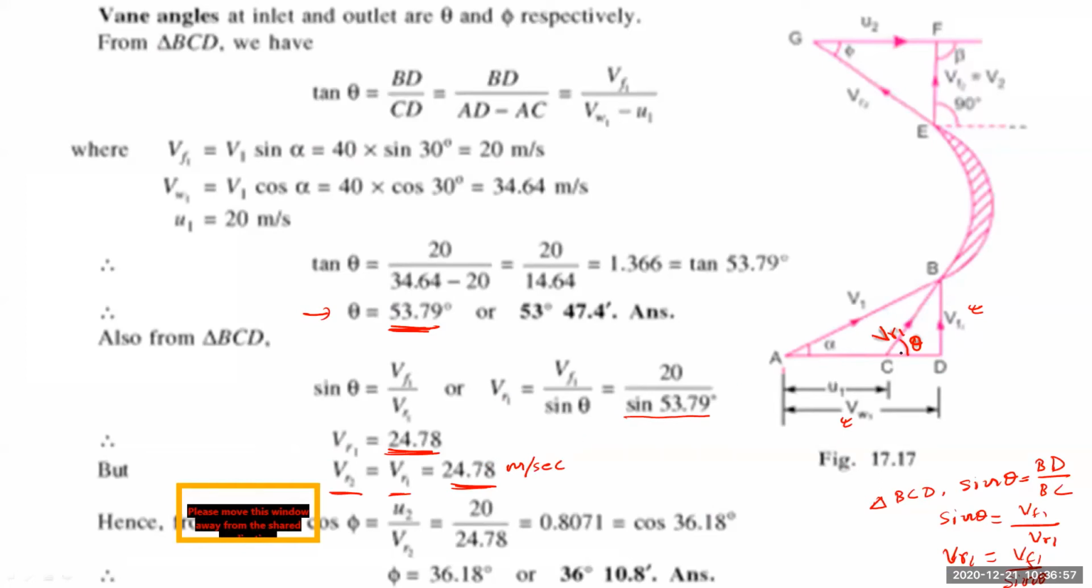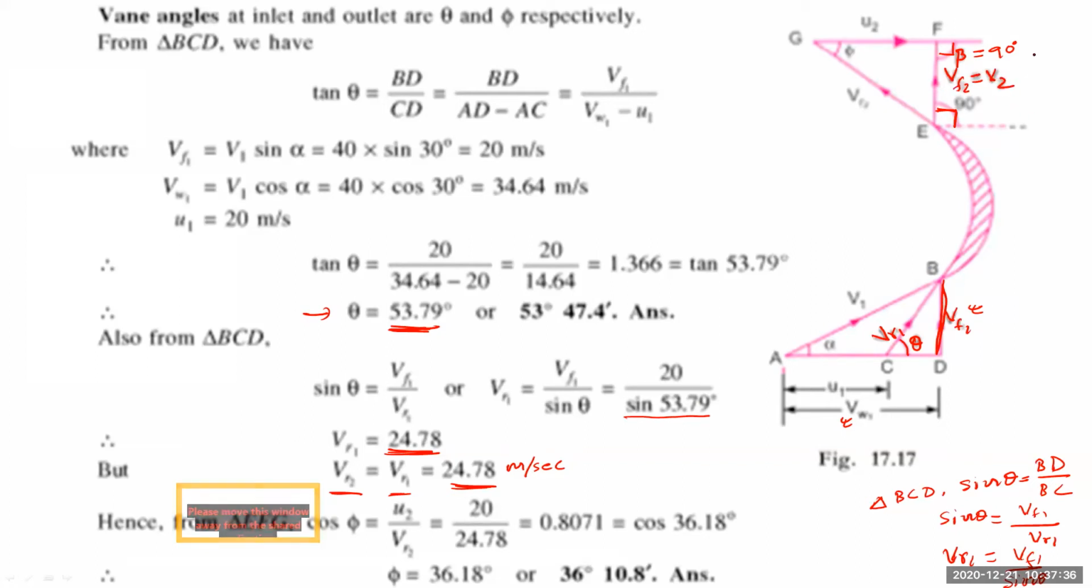Now on the inlet side, every parameter is known to you. Now you have to look at the outlet triangle. On the outlet side, what values are known to you? You know that this beta angle is 90 degrees. Since this is perpendicular, the perpendicular component we were writing as Bf1, so here if beta is 90 degrees, Bf2 equals V2.